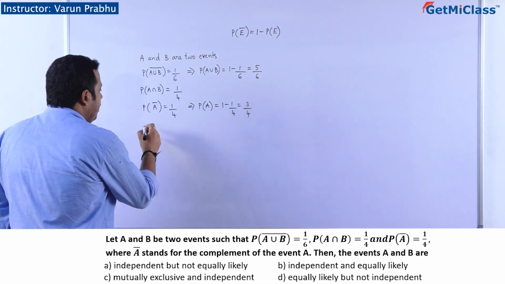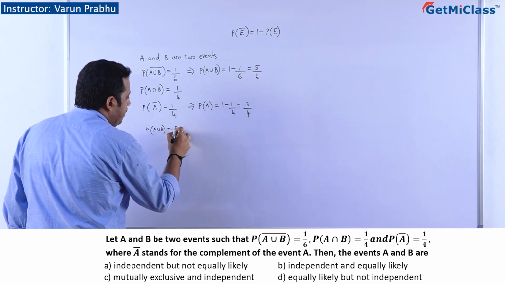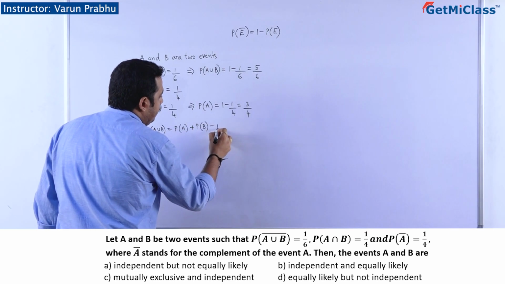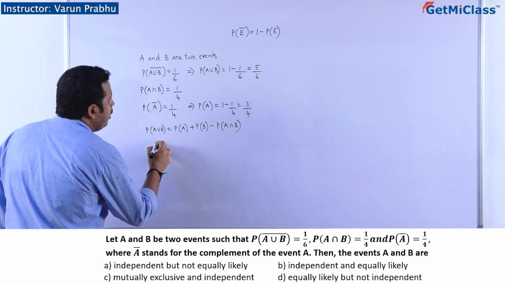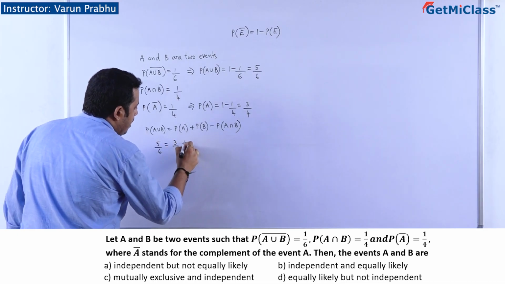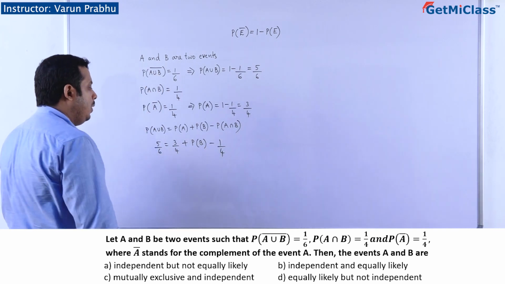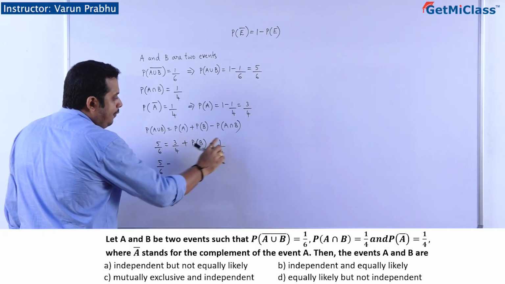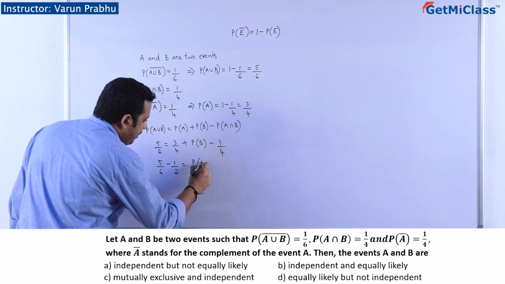Is it right? Now, according to the addition theorem of probability, we know probability of A union B is equal to P of A plus P of B minus probability of A intersection B. So I can say probability of A union B is 5 by 6, probability of A is 3 by 4, plus probability of B minus probability of A intersection B, which is 1 by 4. So 5 by 6 minus (3 by 4 minus 1 by 4), that is 2 by 4, which is nothing but 1 by 2, that is equal to probability of B.